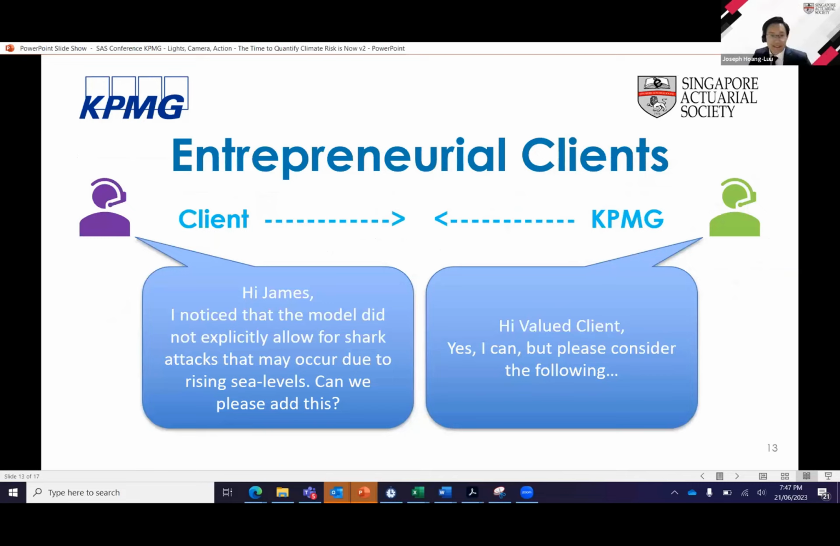Hi, James. I noticed that the model did not explicitly allow for shark attacks, and that may occur due to rising sea levels. Can we please add this into the model?